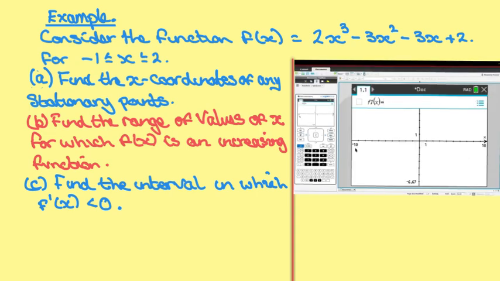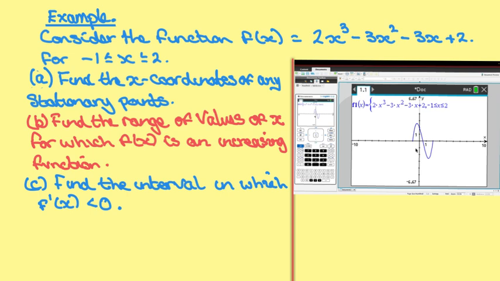If I open the TI Nspire to a graph page, I can now type in the function 2x to the power of 3 minus 3x squared minus 3x plus 2 but I want a restricted domain, so I can go to Control equals vertical line. My restriction is from -1 less than or equal to x less than or equal to 2. If now I press enter, it will only draw that part of the graph. So there is my graph going from x is -1 to x is 2.